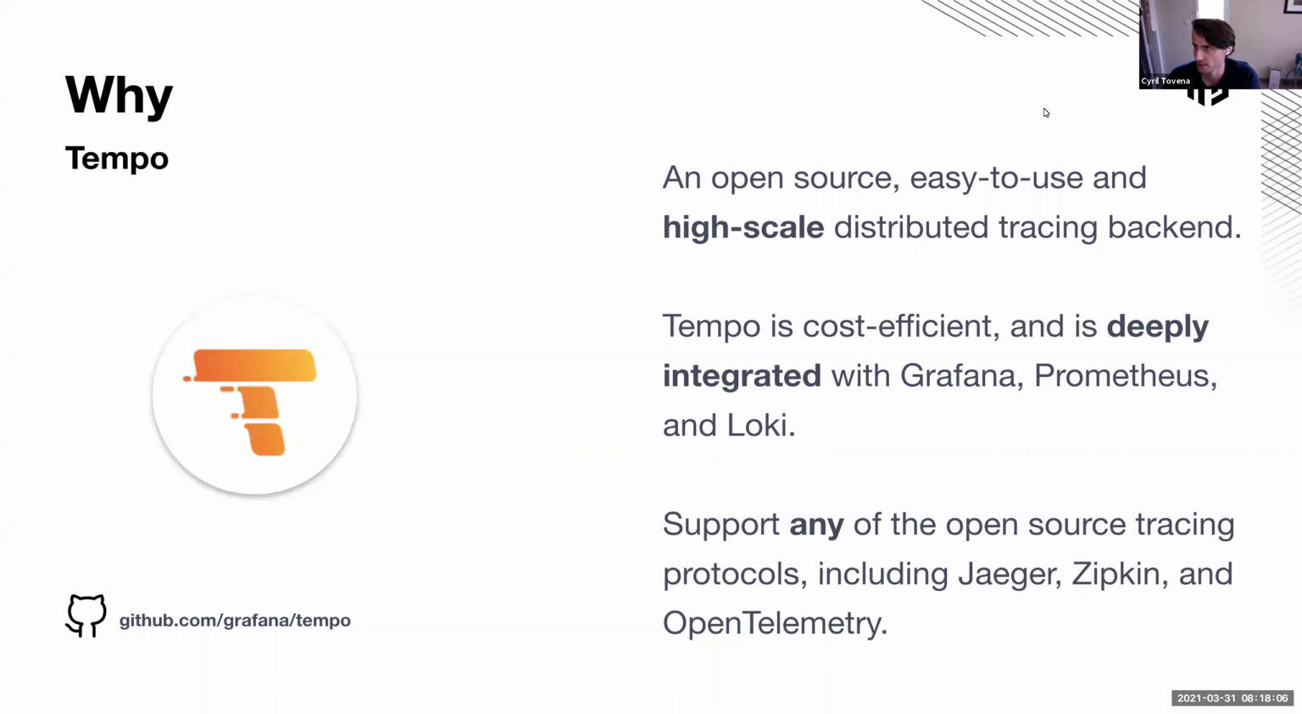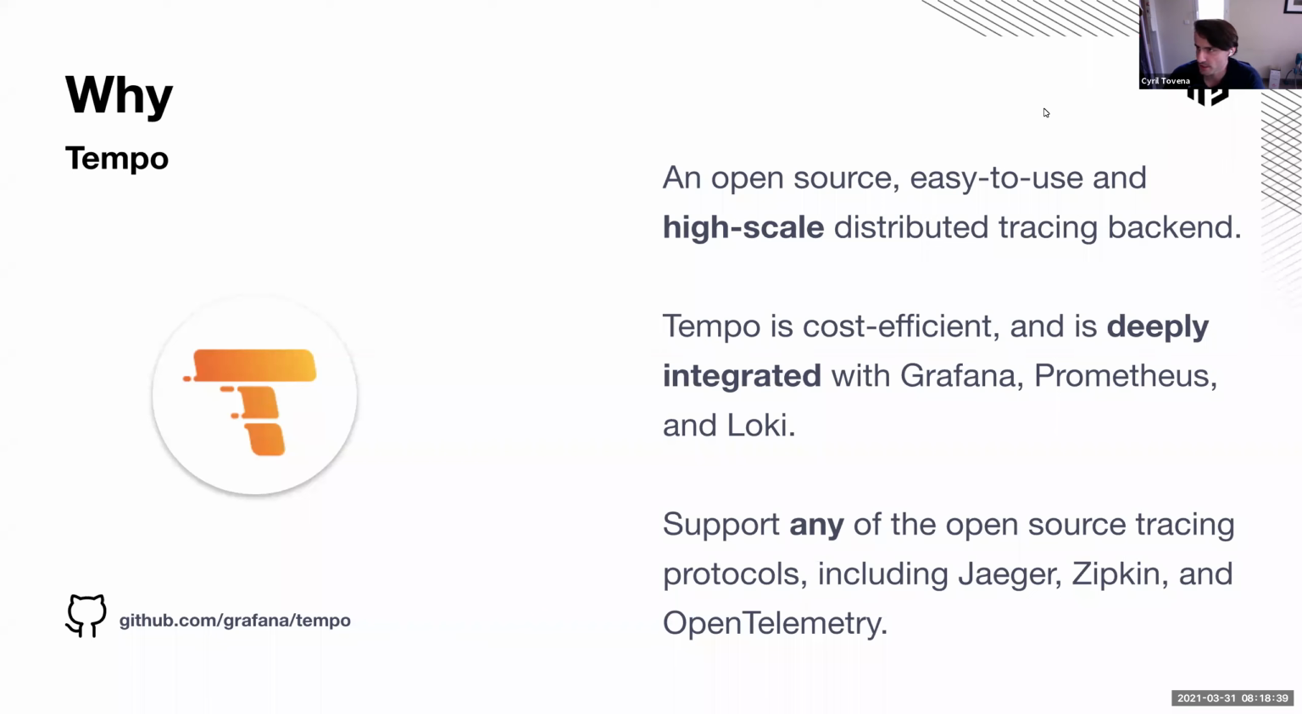And the last one, the new one, is Tempo. So Tempo is an easy to use, scalable distributed tracing backend. It basically just collects spans and traces. And it's cost efficient because it makes an interesting trade-off where you only index the trace ID. So you can only search in Tempo via trace ID. And that's what makes it super easy to scale.